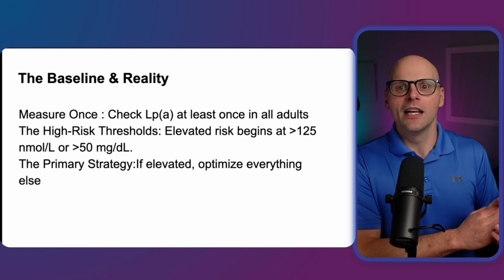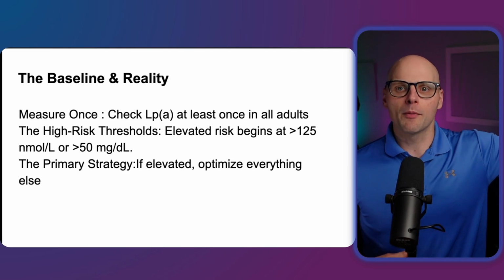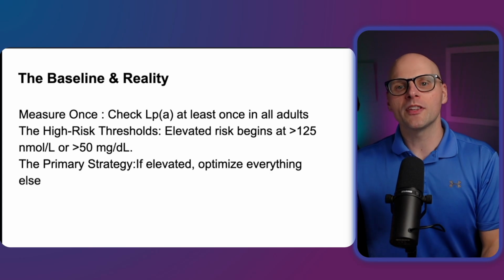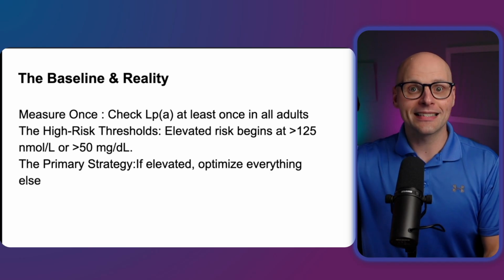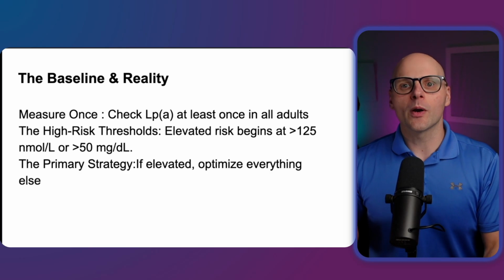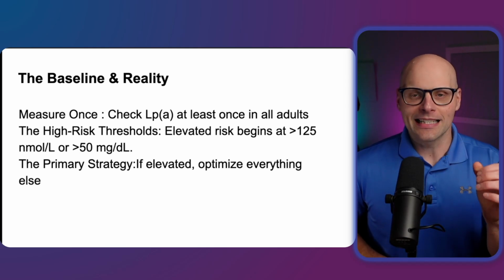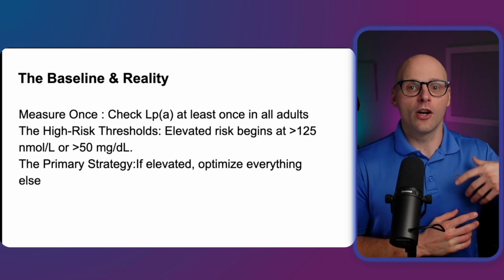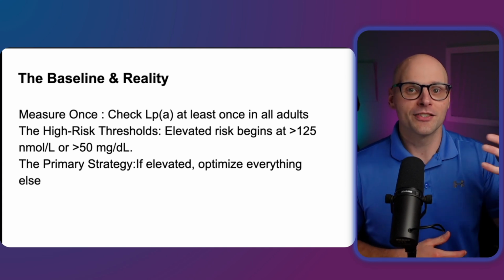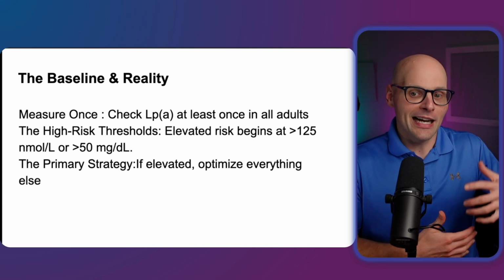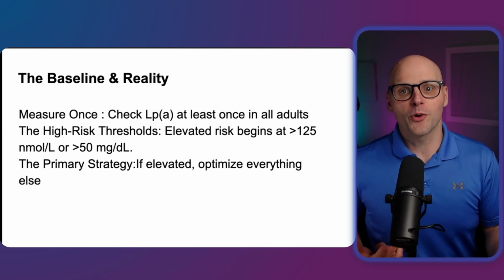Because it's an independent, genetically stable marker, it generally does not fluctuate with lifestyle changes. That means one measurement gets you a lifetime marker of risk, and we are primarily looking for levels of 125 nanomoles per liter or 50 milligrams per deciliter and above. If it's above that, that's a risk factor. But here, we have to go a little deeper. We have to be academically honest: our reflex is, hey, all the guidelines say statin, statin, statin. Statins don't really lower Lp little a, and you can't meaningfully change it with a diet or supplement or exercise, which is kind of unfortunate.